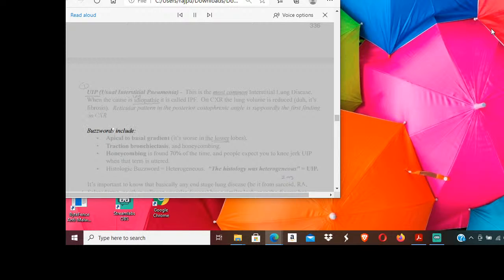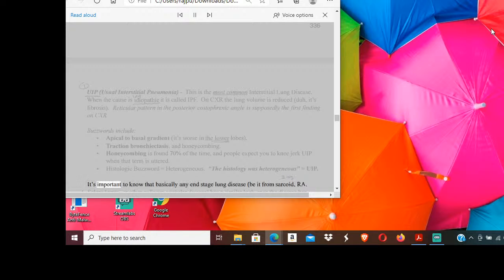Buzzwords include apical to basal gradient, worse in the lower lobes, traction bronchiectasis, and honeycombing. Honeycombing is found 70% of the time, and people expect you to knee-jerk UIP when that term is uttered. Histologic buzzword equals heterogeneous. The histology was heterogeneous equals UIP.